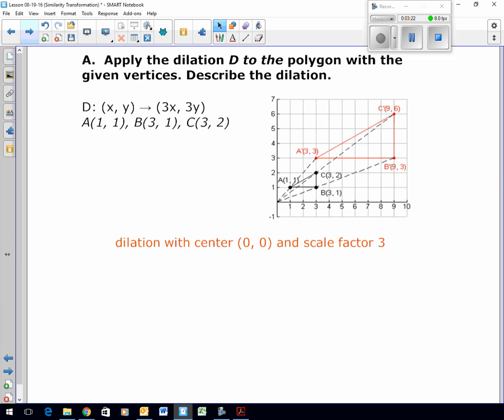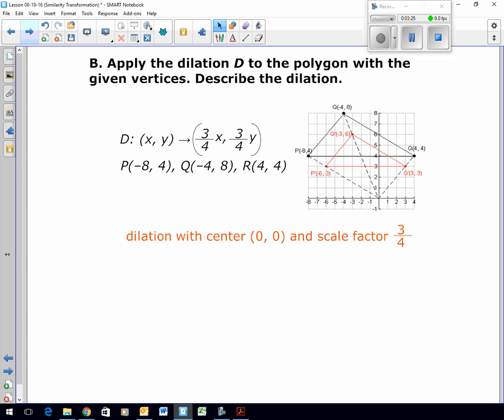Scale factor's 3. What happens, Mr. Hobbs, when the scale factor is less than 1? A figure reduces. Very good. So here I have a dilation of what kind of scale factor? A fraction, but more specifically, a proper fraction. If I put 4 over 3, is that still a fraction? Yes. So what kind of fraction? Do you know why we call it an improper fraction? Because the numerator is higher than the denominator.